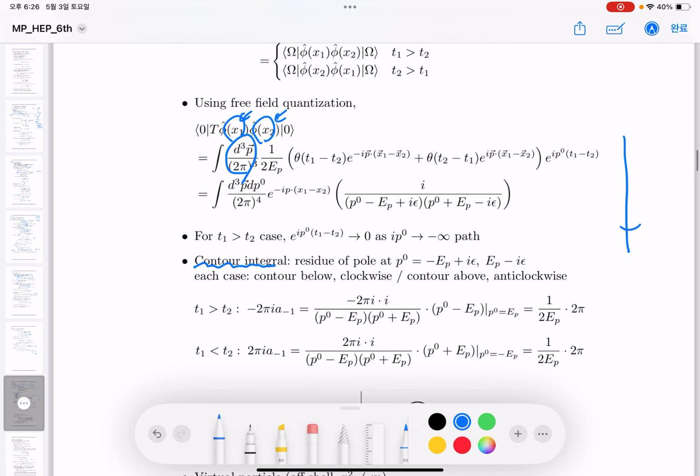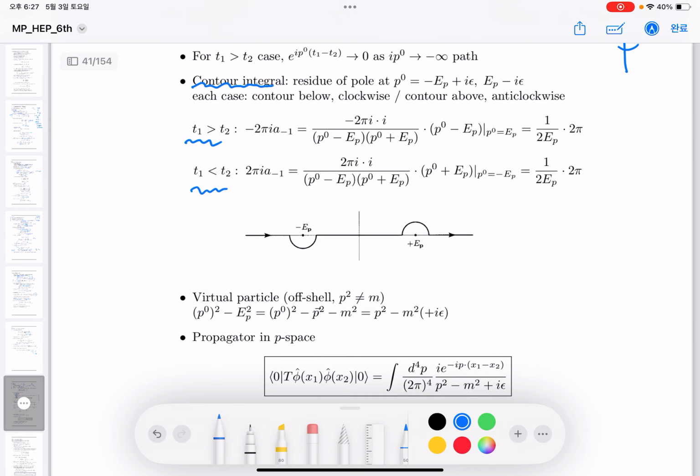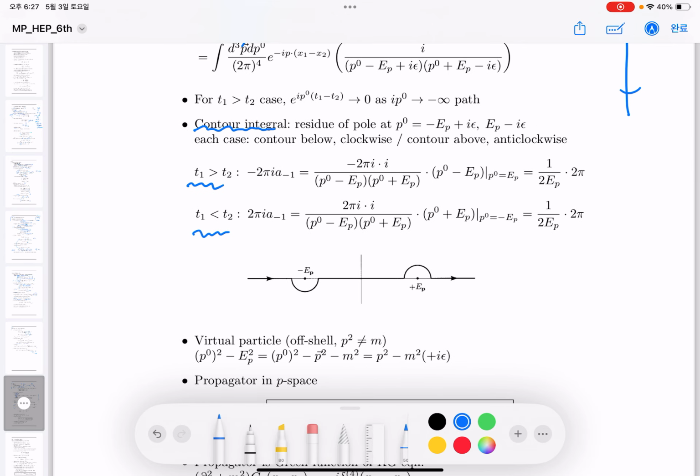There are two cases, when t1 is later than t2, or t1 is earlier than t2, to consider the causality with the special relativity theory. And there will be some analysis of the pole and the contour, with the contour chosen considering such causality. For example, for the pole p0 equal to minus E_p, there will be an epsilon to avoid the pole. Such epsilon means that the virtual particles are off shell.